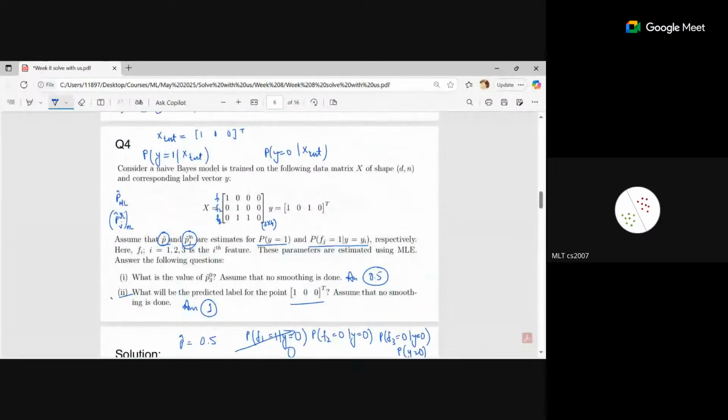You're talking about, if you have X test to be maybe something you have, and maybe this is the feature, and the probability that Y test is equal to 1 given this X test, and the probability that Y test is equal to 0 given this X test. You're talking about this, right?